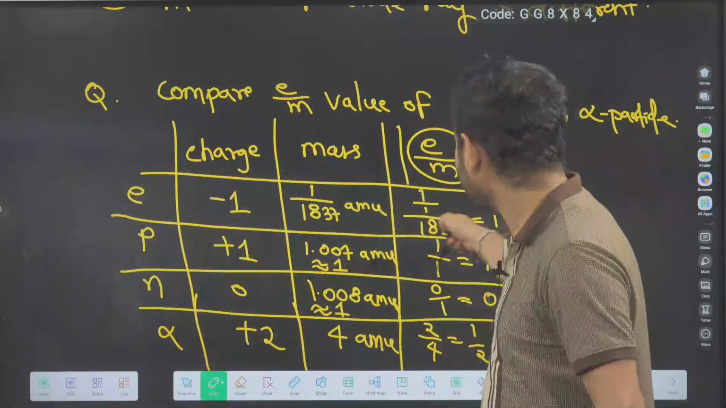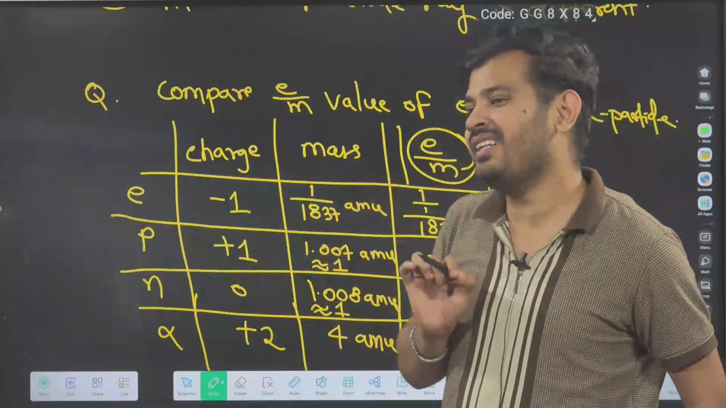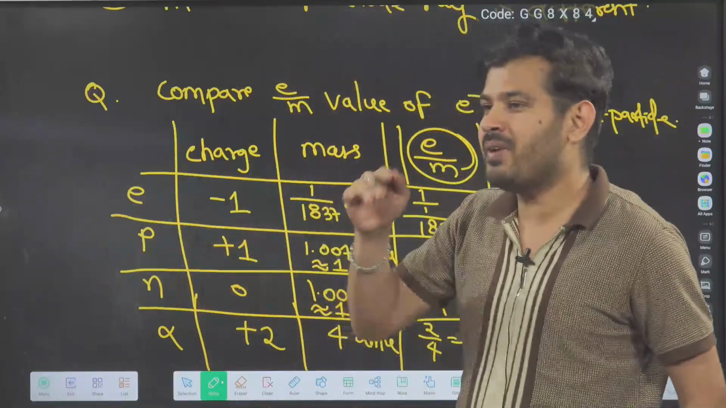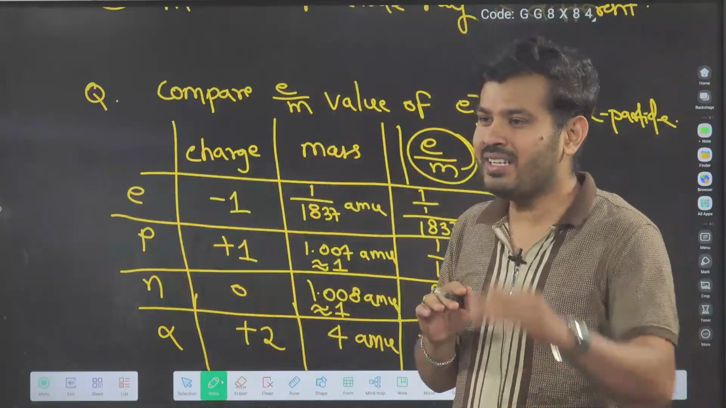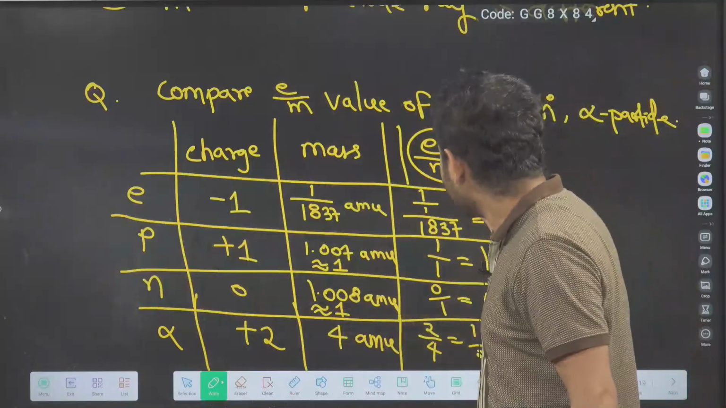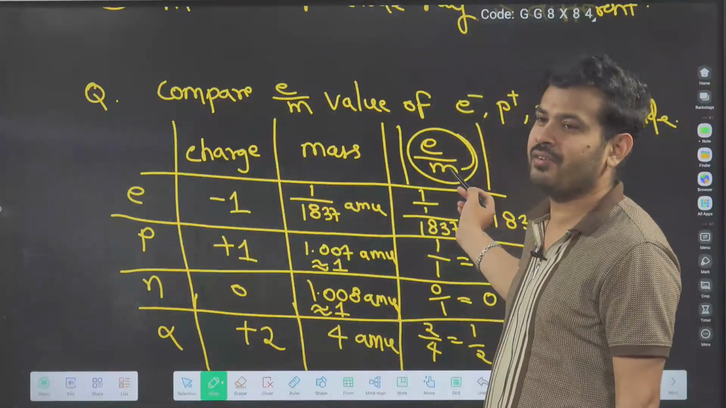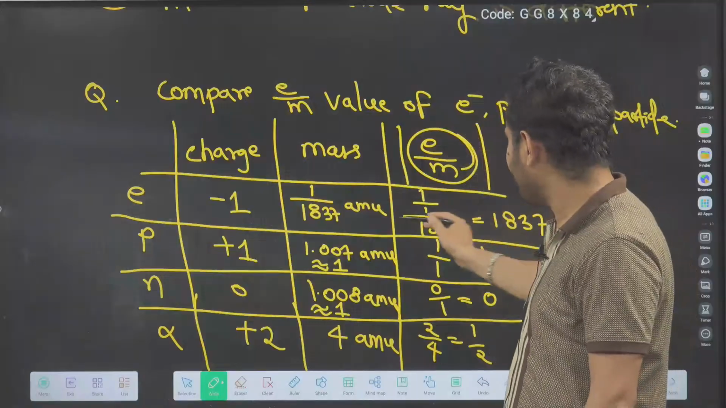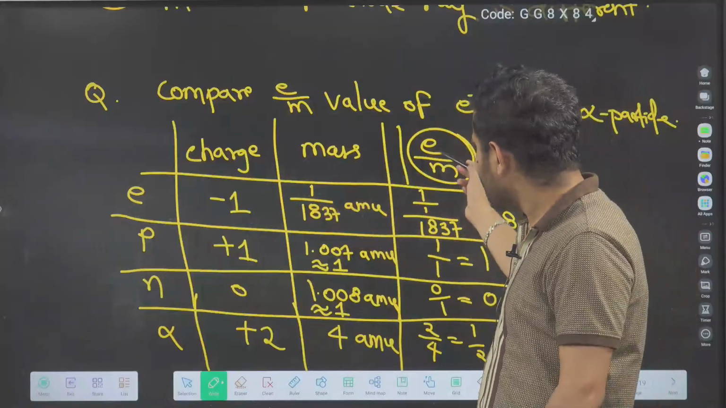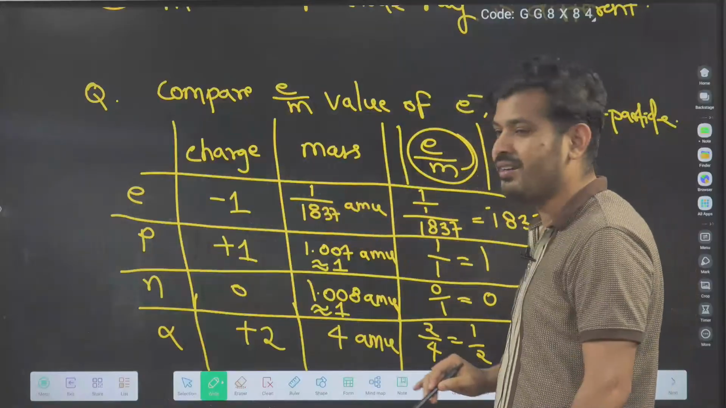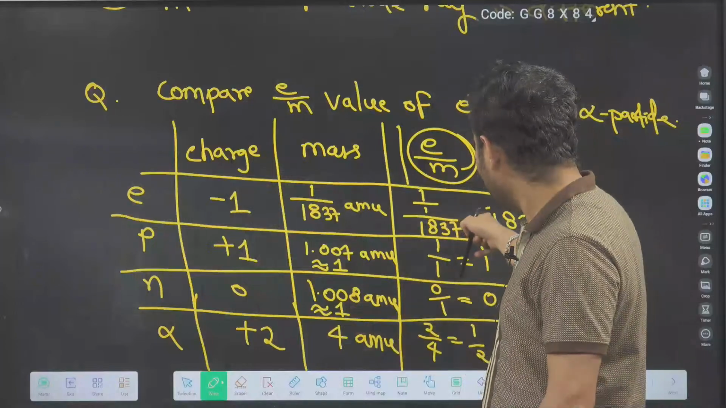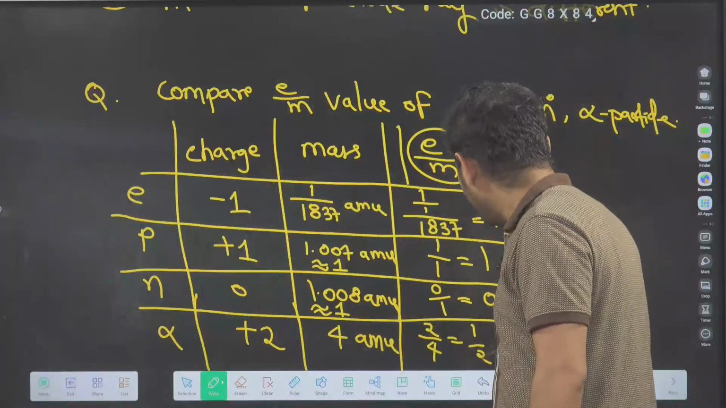Don't say it is -1837. I can write +1837. Why is the minus and plus sign there? The minus sign means the overall charge is negative. Mass can never be negative. If the charge is negative, then this value will be negative, right? So if I put a minus here, it simply means the charge is negative, but you do not have to put the minus sign.